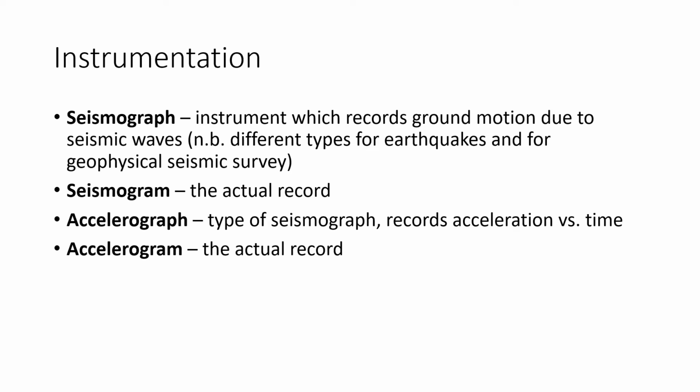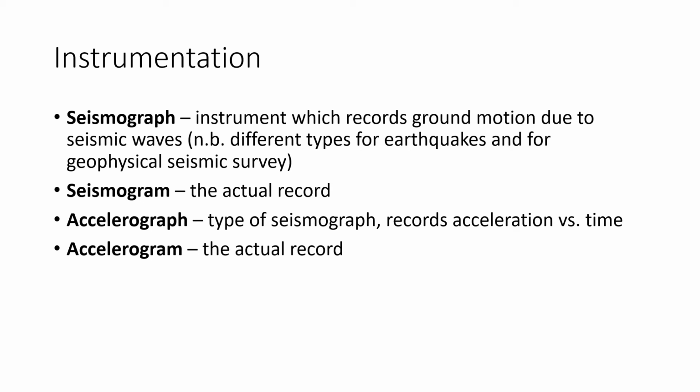Now let's talk about the instrumentation or observation of earthquakes. There is what we call a seismograph, or the instrument which records ground motion, right, due to seismic waves. Now note that, just to avoid being ambiguous, there is a seismograph that is meant for earthquakes, and there is also another type of seismograph that is used for geophysical seismic surveys. So their name is the same. They are both called seismograph, but you typically need two different types depending on your intended purpose.